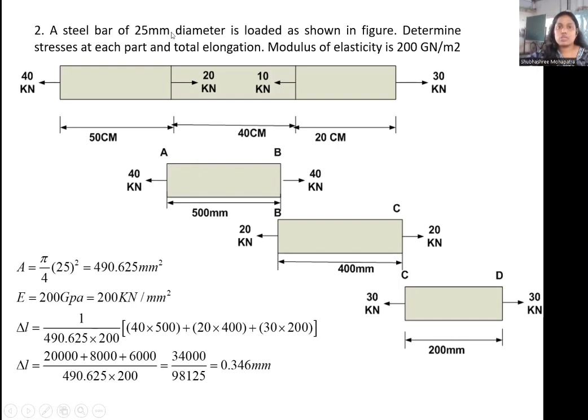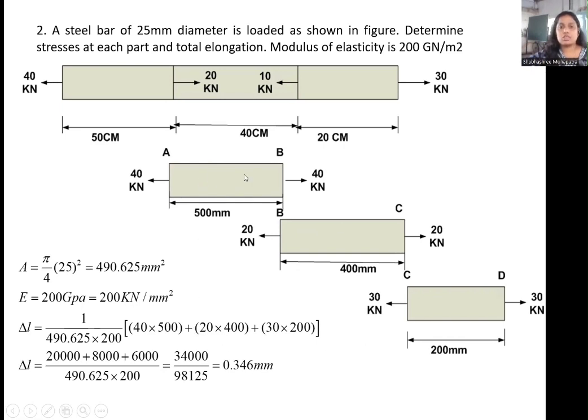It is a bar of 25 mm, so the area will be pi by 4 d square, which is equal to 490.625 mm square. Then Young's modulus is given as 200 gigapascal, that is nothing but 200 kilonewton per mm square. Then the change in length, delta L, will be equal to 1 by AE multiplied by P1 L1, P2 L2, P3 L3. Here the length is given in centimeters, so we have to convert it to mm. Here all the forces are tensile in nature, so we are taking them as positive.